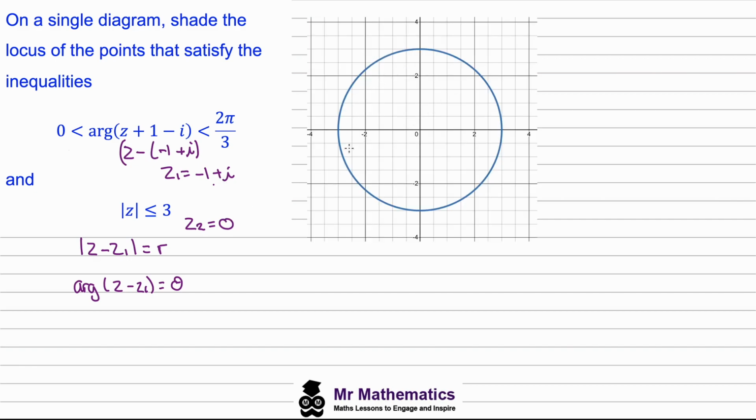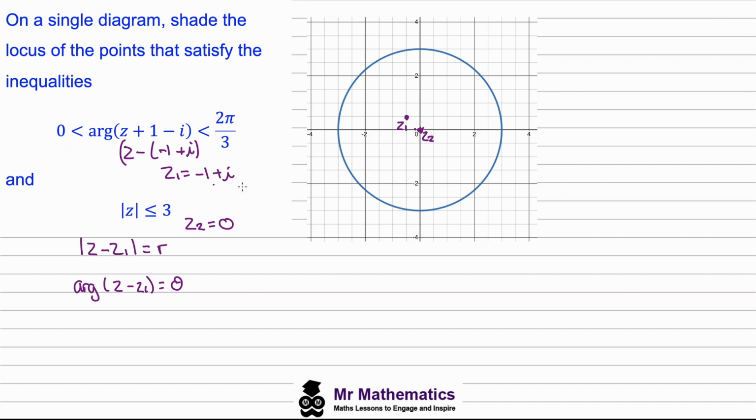So we have the circle at the origin with a fixed radius of 3 units, which is this statement here. So at the origin here, we'll have z2. We also have z1, which is located at -1 and i. So that will be at this point. We'll label this z1.